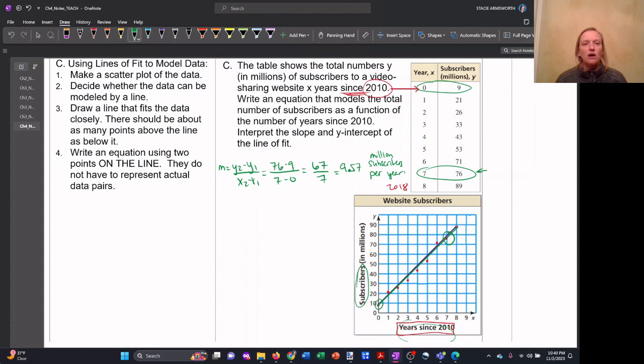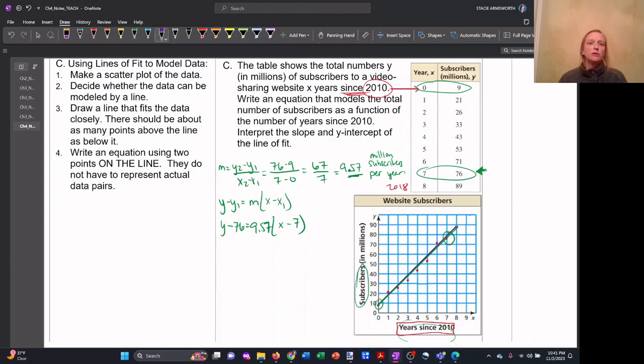So I now need to figure out the full equation so I can interpret the slope and the y-intercept. So I'm going to go ahead and use point-slope form like we learned from the last section. y minus y1 equals m times x minus x1. And I will just choose a point here to plug in. y minus 76 equals my slope, which is 9.57, times x minus x1, which is 7.